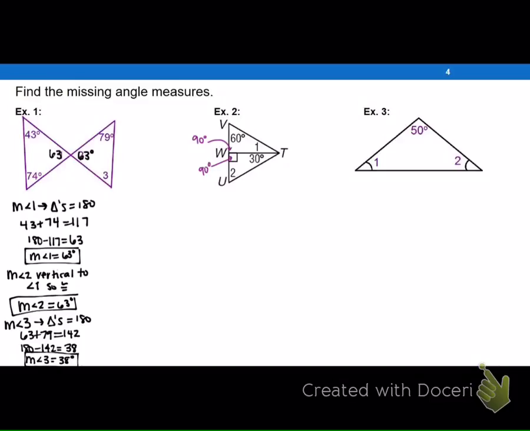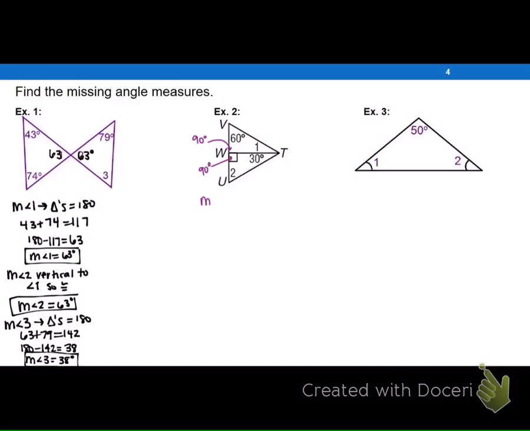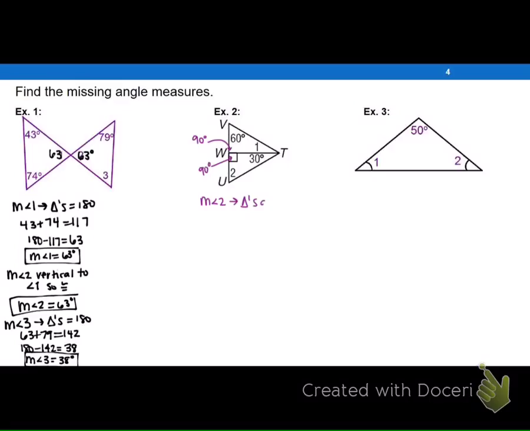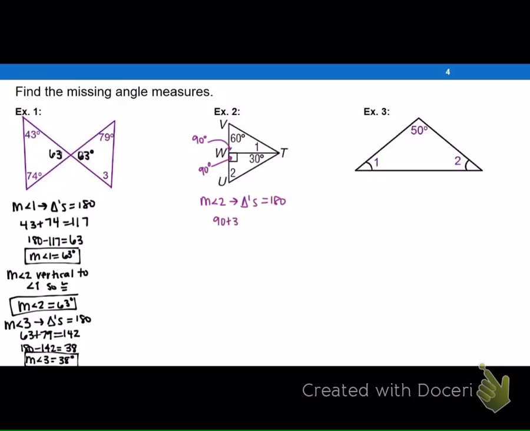Angle 2. It's 2 as well, so measure of angle 2, how are you going to find that? 180 minus 120, because I added 90 to 30. Good, so triangles add up to 180, so you're using that fact. So 90 plus 30 is 120. That's where he got the 120 from. So 180 minus 120 is 60 degrees.